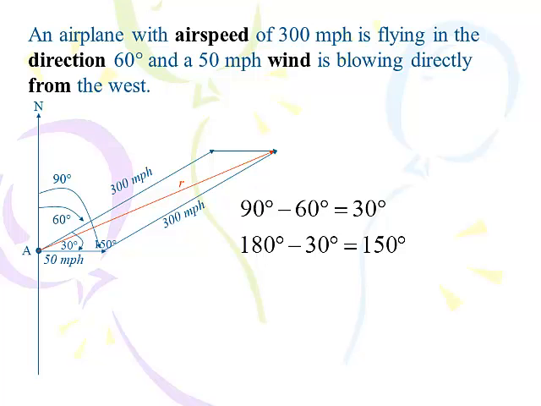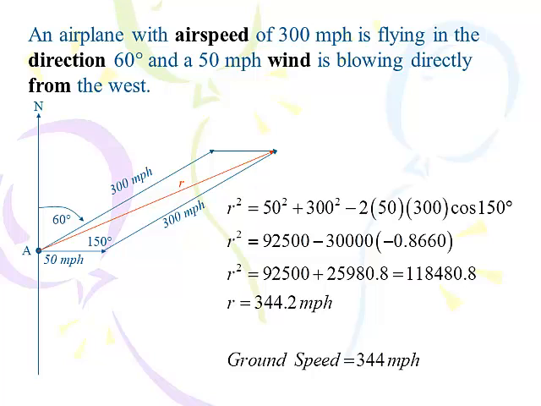And that'll be the ground speed. And you've seen it before. 50 squared plus 300 squared minus 2 times 50 times 300 cosine 150 degrees. Do the math. I'll give you a chance to look this over, or maybe you need to pause it and use your calculator. But it all works out to 344 miles per hour. And that is the true course, or the ground speed of the plane.